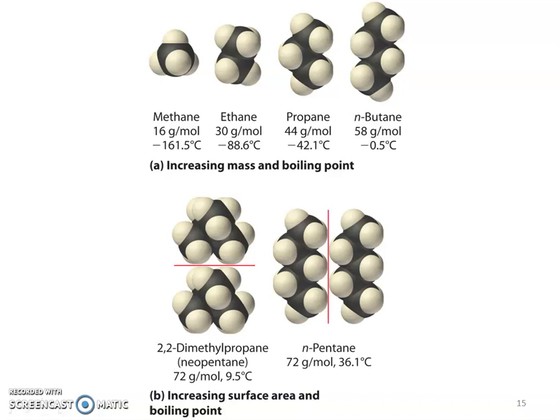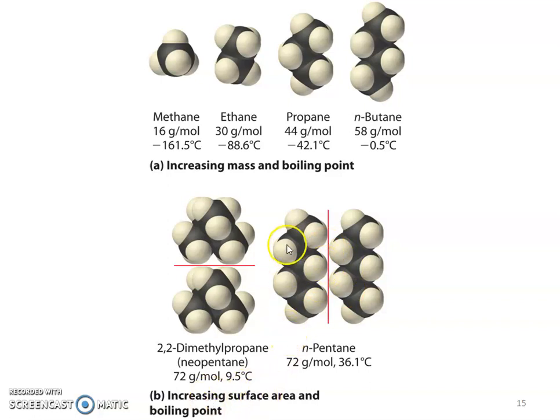So same thing with surface area. If we look at these two guys, we have what's called dimethylpropane and just regular pentane, right? So again, these are isomers of each other. So they have the same chemical formula and they have the same molar mass. But now let's look at their boiling points. So we have 9.5 versus 36. Why does this have a higher boiling point?